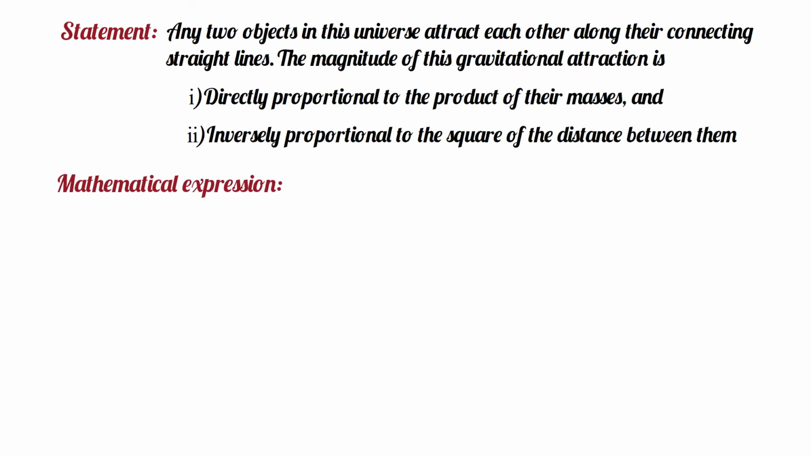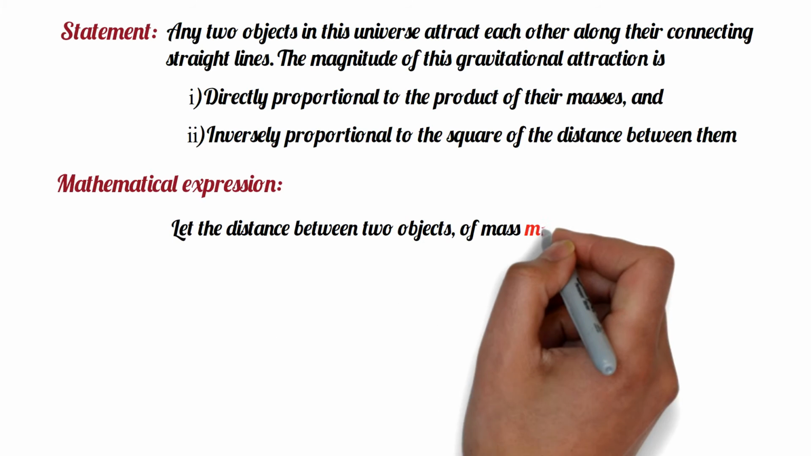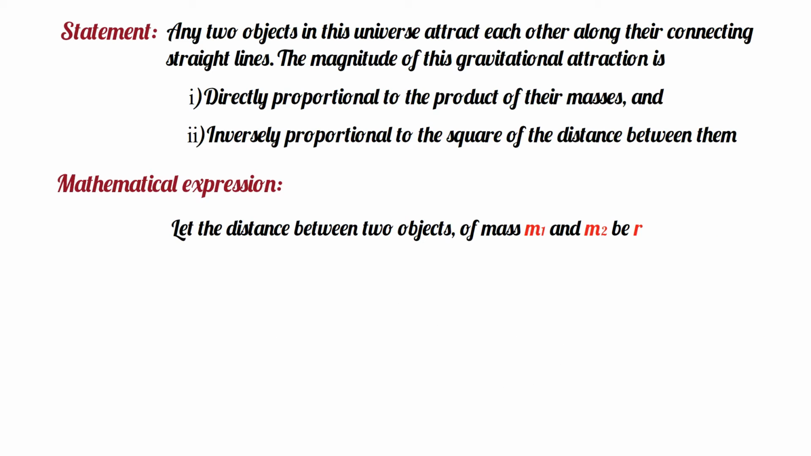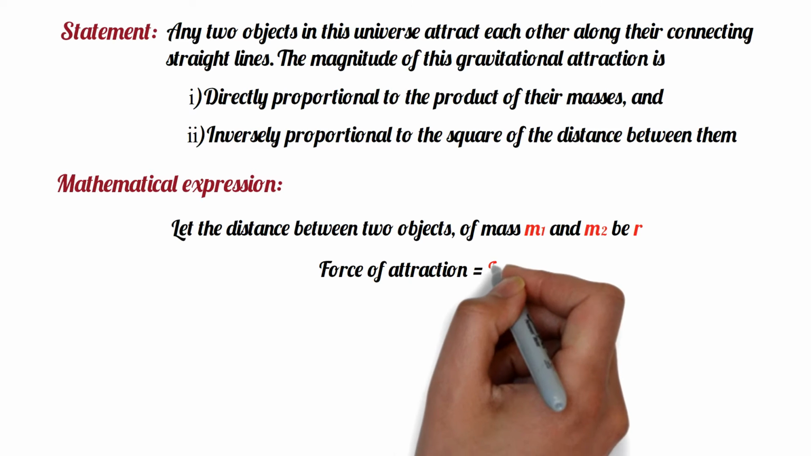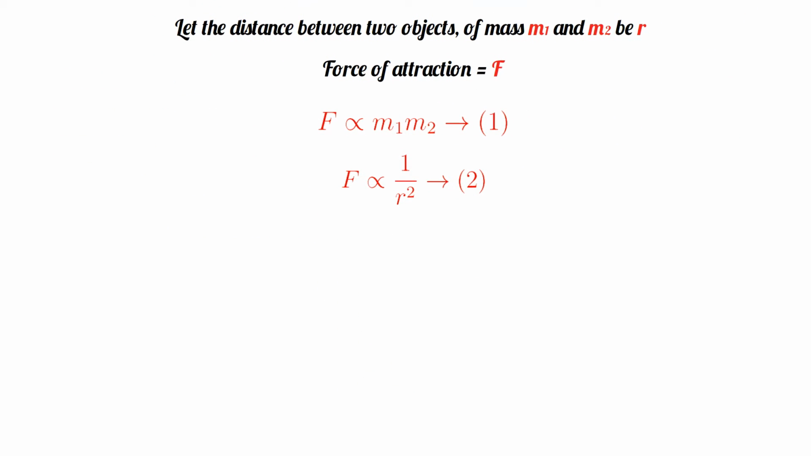Mathematical expression. Let the distance between two objects of mass m1 and m2 be r. If the force of attraction between the two objects is denoted by F, then according to Newton's law of gravitation, F is directly proportional to m1 times m2, and F is inversely proportional to r squared. By combining these two relations we get F is proportional to m1 m2 divided by r squared.